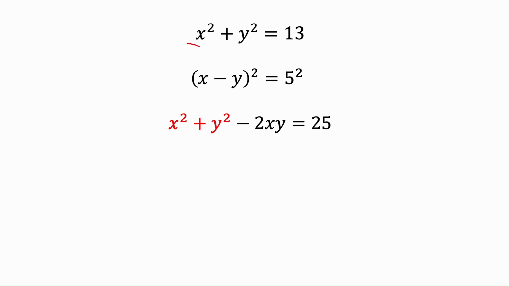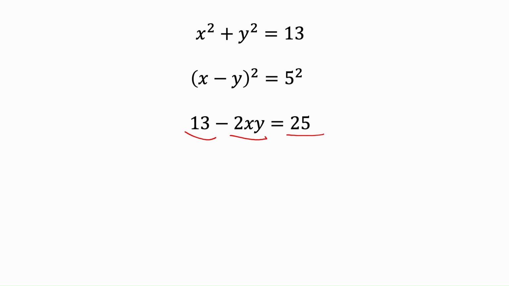Now, as we know x squared plus y squared is 13, we can substitute 13 for x squared plus y squared. Now we have 13 minus 2xy equals 25. By subtracting 13 from both sides, we have xy equals minus 6.